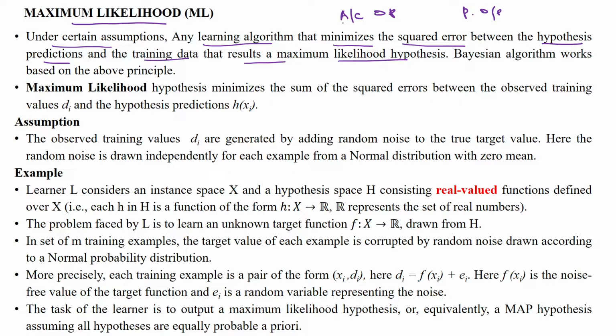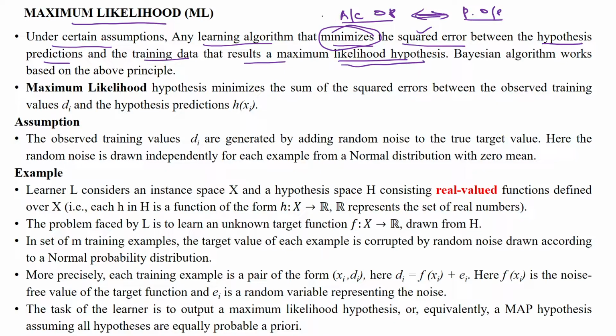That means when you have the actual output and the predicted output, the difference between these two outputs should be at a minimum value. That is done by using the squared error, using mean squared error or least squared error, right? Then that learning algorithm is called a good learning algorithm. That minimized result is called the maximum likelihood hypothesis.